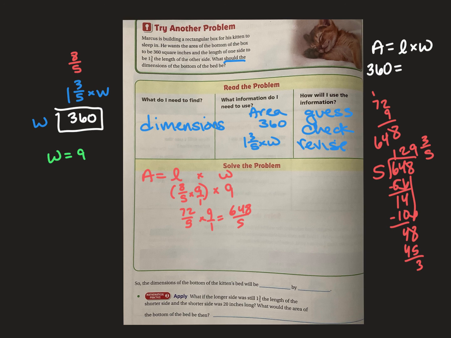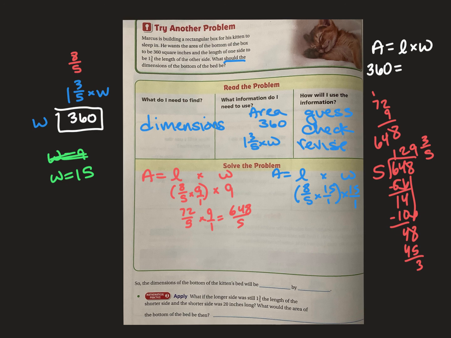Maybe I'll try 15. Okay, so scratch this out. No. Maybe I'll try 15. That's my next guess. It's higher than the other one. And then we're going to do 15 for my width. So area equals length times width. So length we know is 8/5 times the W, which we're saying is 15. 8/5 times 15. And then we will multiply that times 15, again because that's the width now.